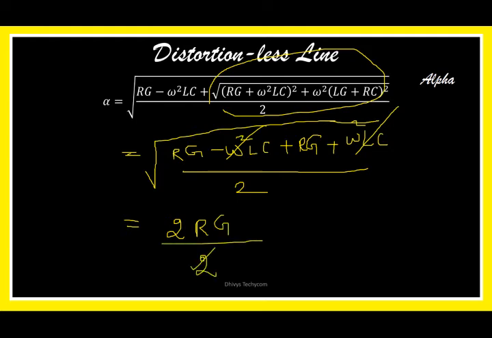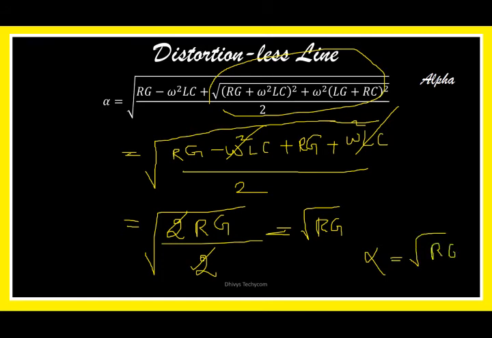I can just cancel 2 and it will be a square root, which is equal to root of RG. Fine. So at last we arrived at the alpha term, which is equal to root of R into G, which is again independent of omega. So the first statement I have told you, the alpha must be independent of omega. So after the derivation part of alpha, we identified it is independent of omega.